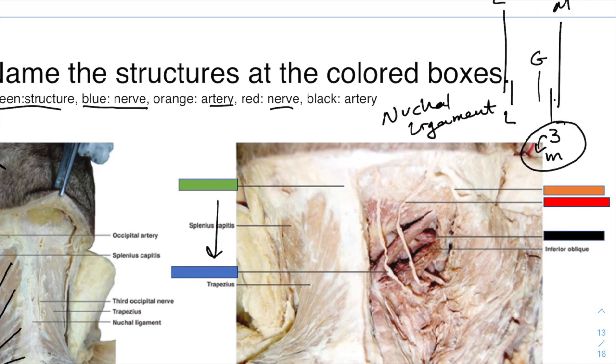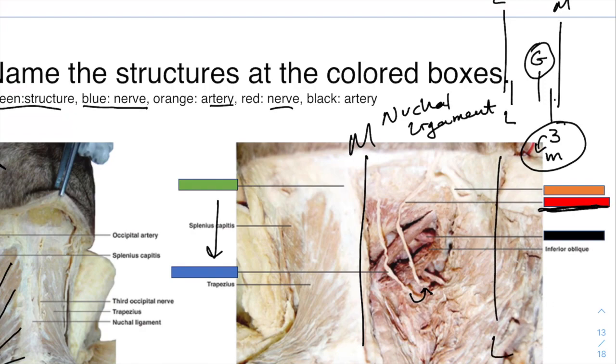If you picked the third occipital nerve, then you were correct. And the nerve right next to it, right here, which is in red, what do you think it would be? If you picked greater occipital nerve, then you would also be correct, because that is lateral to it. So we're going from medial to lateral. It's just mirrored. So I hope that makes some sense.